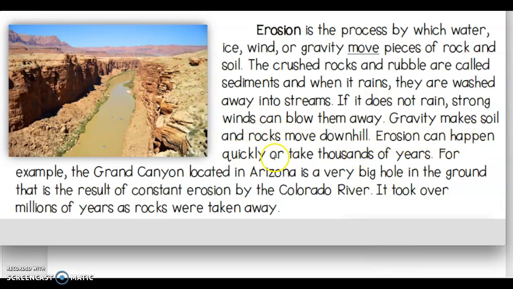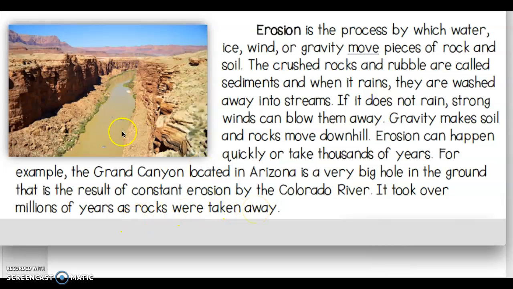Erosion can happen quickly or take thousands of years. For example, the Grand Canyon, located in Arizona, is a very big hole in the ground. That is the result of constant erosion by the Colorado River. It took millions of years as rocks were taken away.